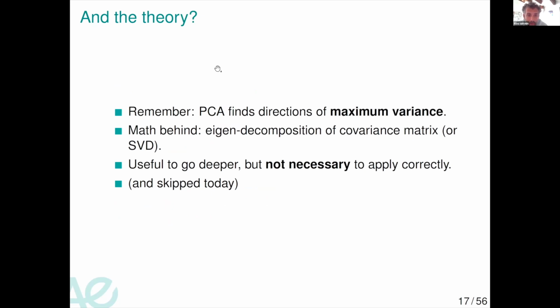And in theory, in principal component analysis, you find directions of maximum variance in your data sets. So the mathematics behind it is an eigen decomposition of the covariance matrix. You could go deeper, but that's not necessary to apply principal component analysis correctly. And I won't give any details of that today.